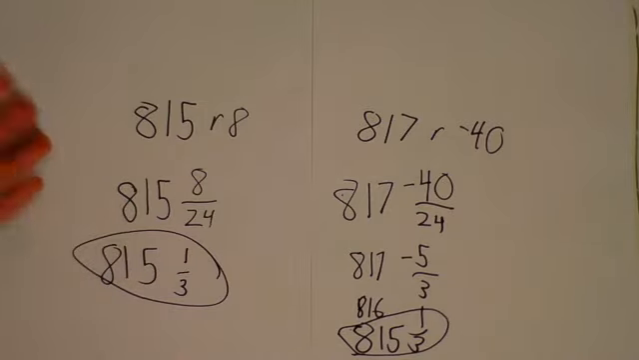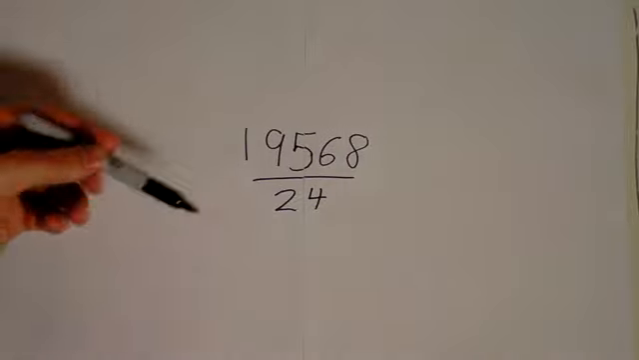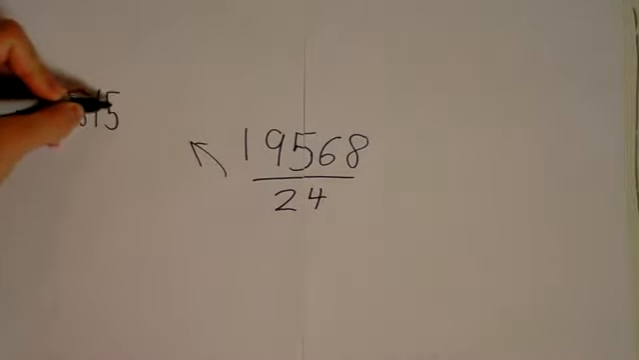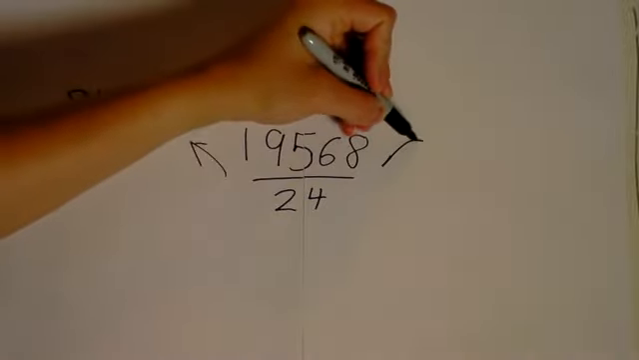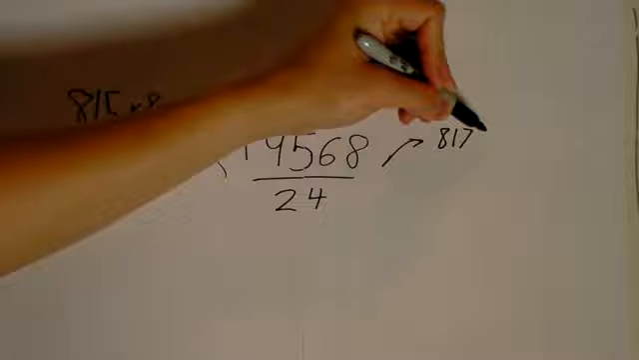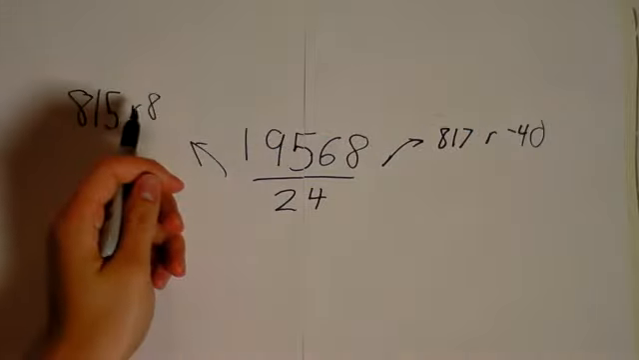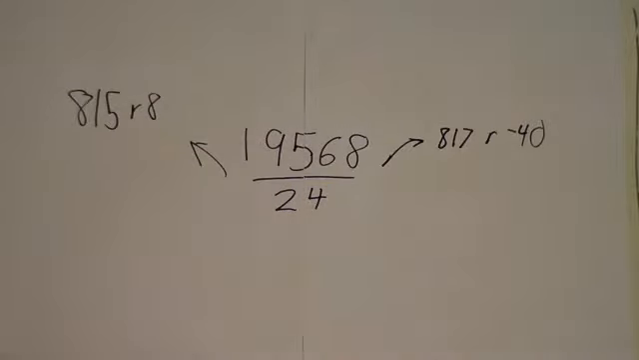Now let's look at another way to think about remainders. So remember, our problem was 19,568 divided by 24. And we got two different answers. Our first answer was 815 with a remainder of 8. And our second answer was 817 with a remainder of negative 40. Now we've already seen by turning these into fractions that it actually does work out and that these two are equal. But let's look at remainders another way.